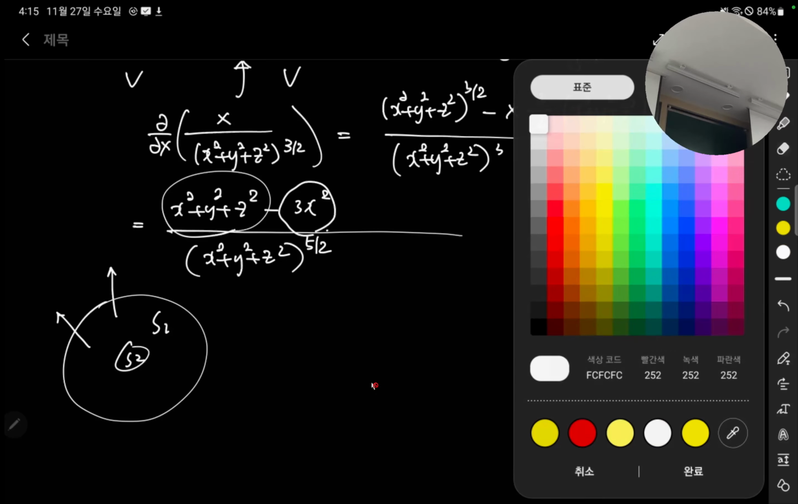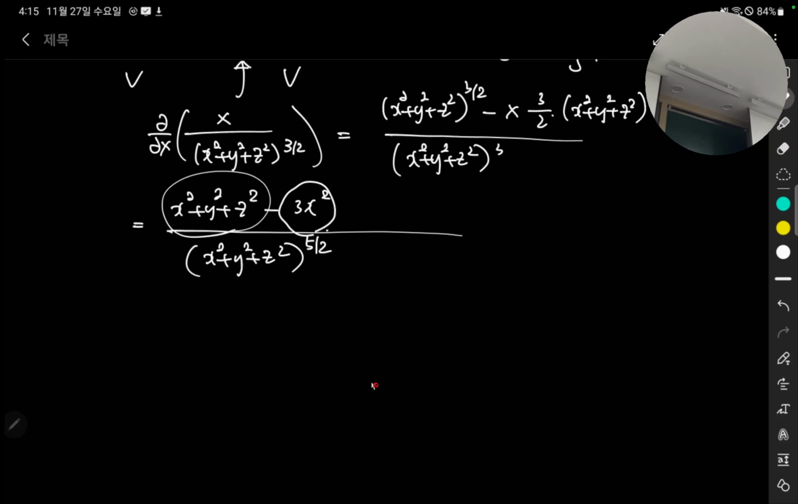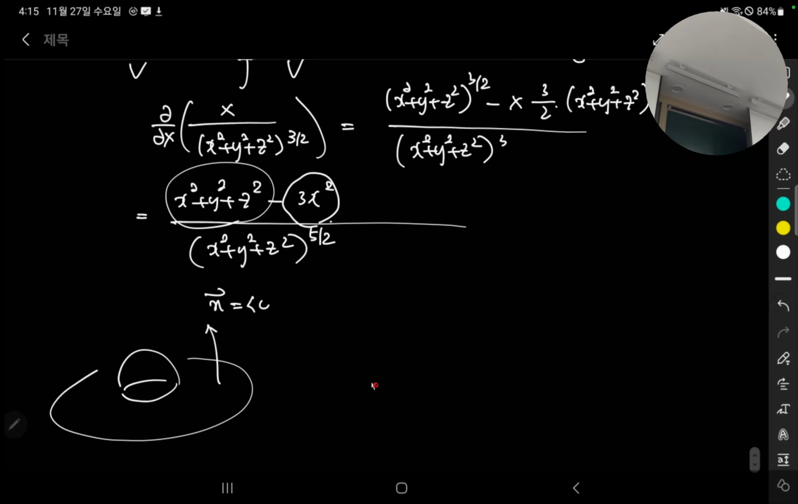So maybe I should make it into a bigger 3D picture here. On the annulus part, the normal direction is (0, 0, 1). But on the annulus, what's the direction of the vector field? The vector field has 0 z component, because this annulus lies on the plane z equals 0. So all the vector field on the annulus is pointing in a direction perpendicular to the z direction.